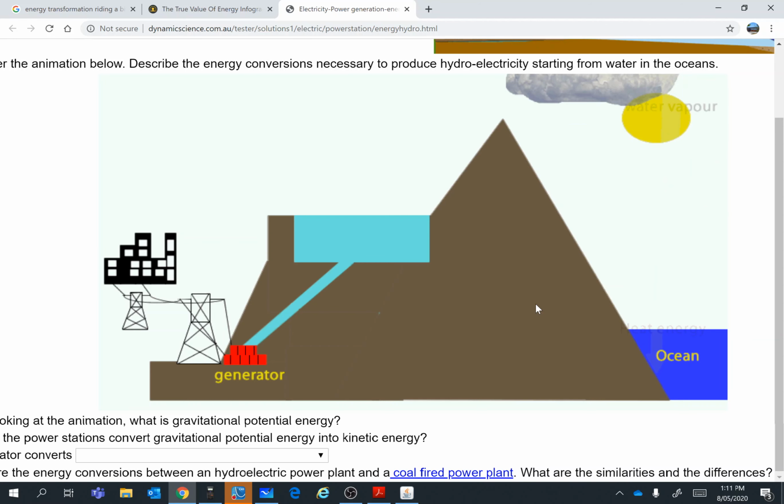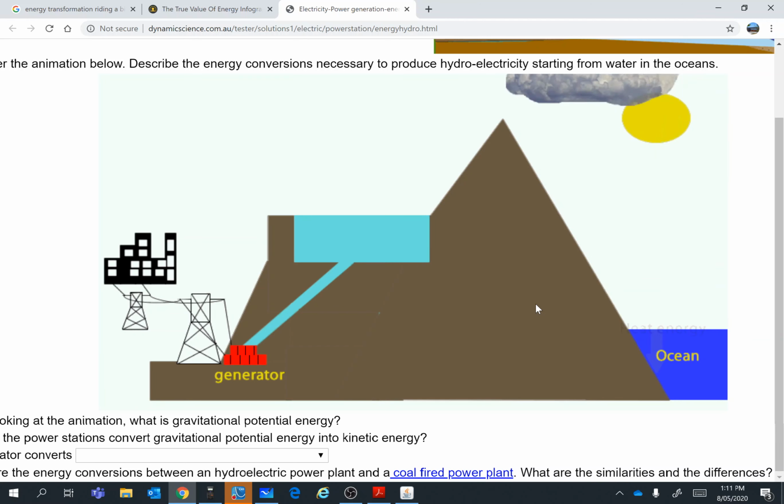So the rain falls and the water is captured in a dam, and it has gravitational potential energy. Now that water is then released through a pipe and the water moves. So that converts it to kinetic energy, as you can see going down through the pipe. Now eventually the water will hit the generator, and inside the generator is a turbine. So the turbine will spin, and that converts kinetic energy into electrical energy.